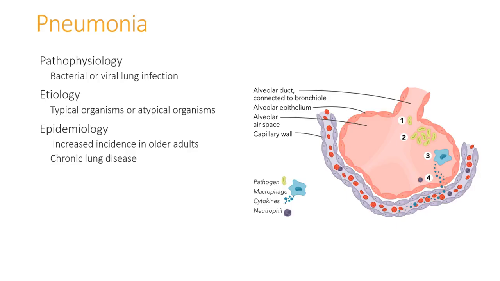Now, the epidemiology: older adults, the geriatric community, 65 and older, are at an increased risk just because of their weaker immune system, also because they have a decreased cough reflex, and they have a lot of comorbidities. Also, those who have chronic lung disease, so patients with COPD or asthma, or an intensive smoking history, are at a higher risk because their lungs are already compromised. And that is why pneumonia remains one of the leading causes of hospitalization and death in older adults.